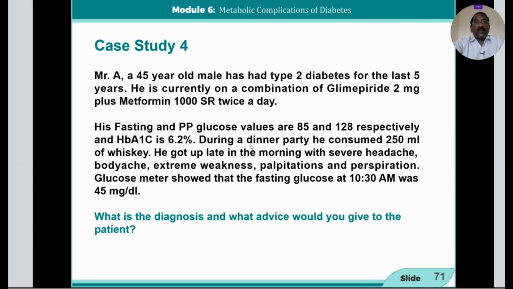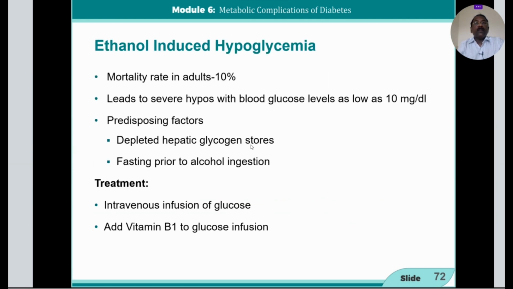So this is all because of alcohol-induced hypoglycemia. This alcohol is blocking the liver from doing gluconeogenesis. So this is the ethanol-induced hypoglycemia. Mortality rate in adults is 10%. It leads to severe hypos with blood glucose levels as low as 10 milligrams.